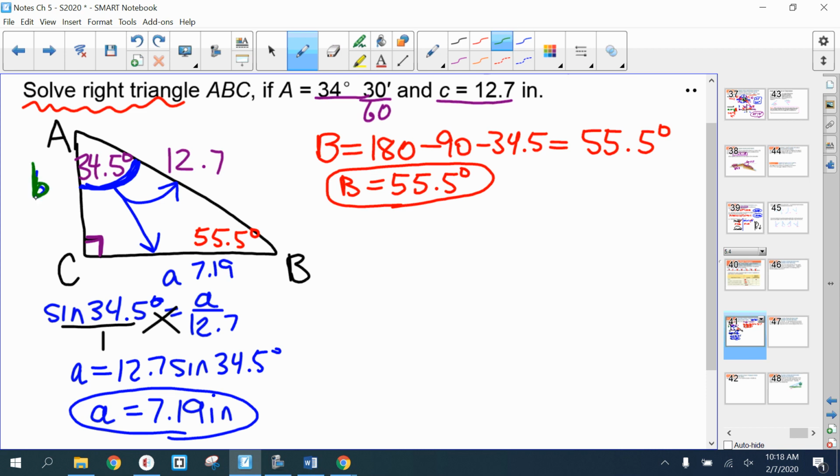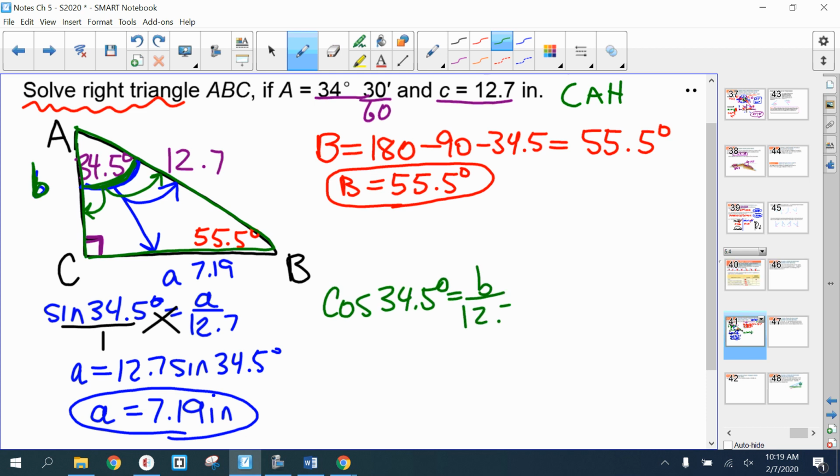So I suppose you could use Pythagorean theorem. You've got 2 sides of a right triangle, so that would be an option. I think it's easier to use SOHCAHTOA, though, because if I use this angle, I'm looking at adjacent and hypotenuse. I can just use cosine. Cosine is adjacent over hypotenuse. So I would say cosine 34.5 degrees equals adjacent side B over hypotenuse 12.7. Once I cross multiply, 12.7 cosine 34.5 degrees.